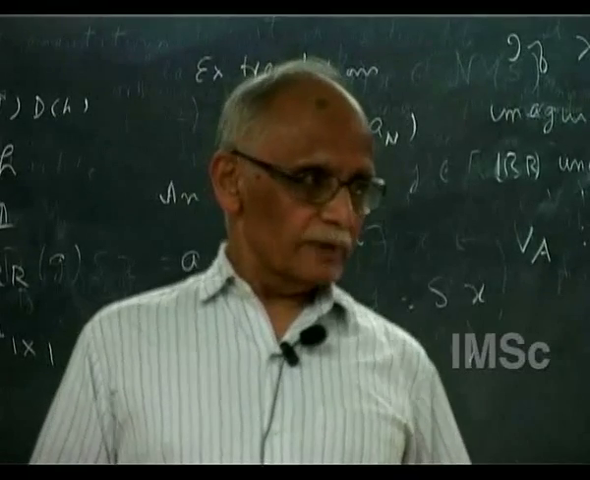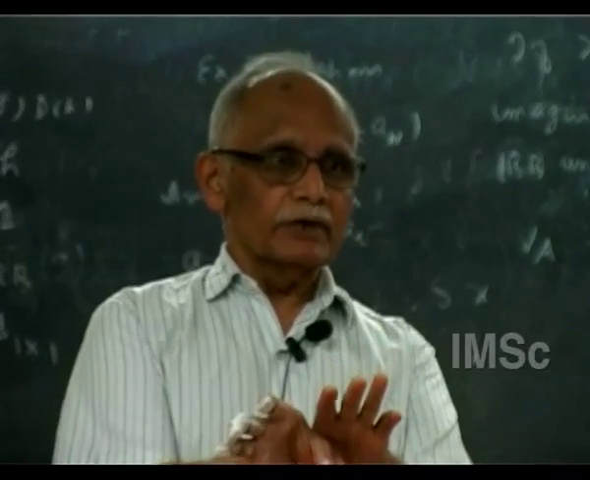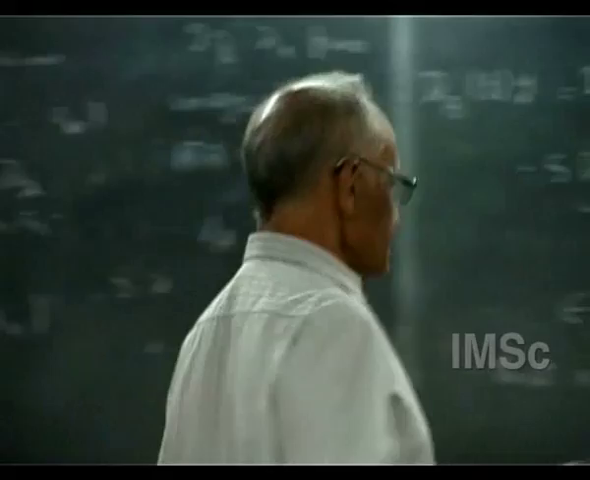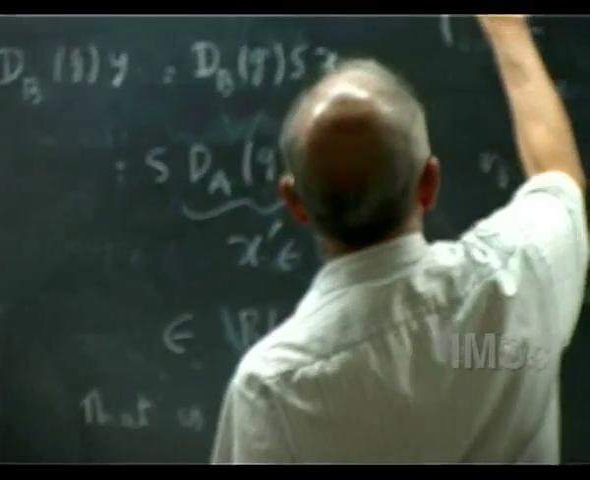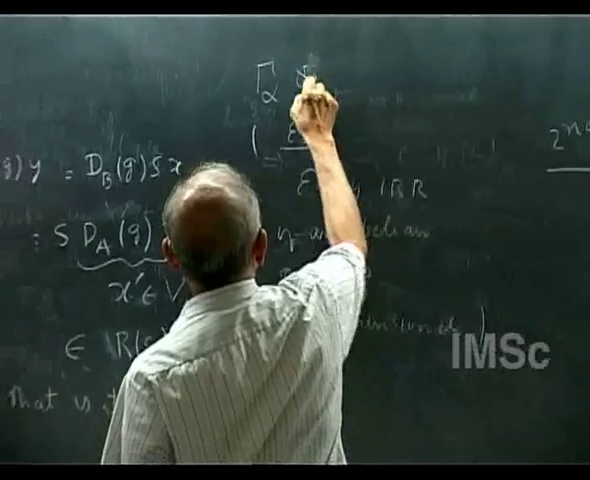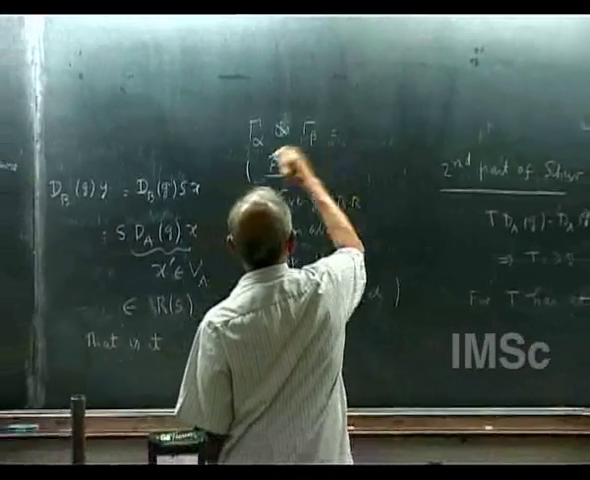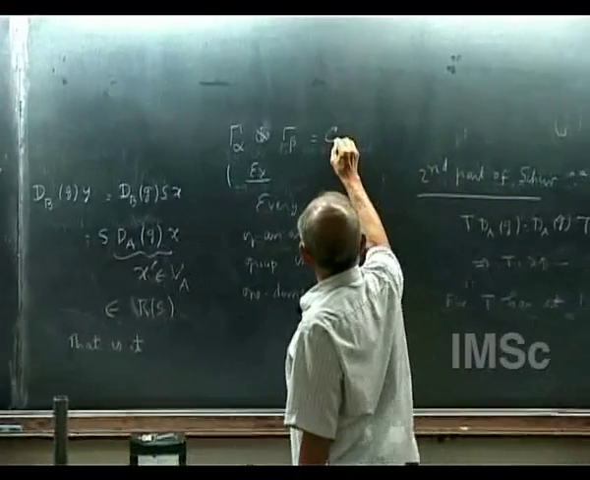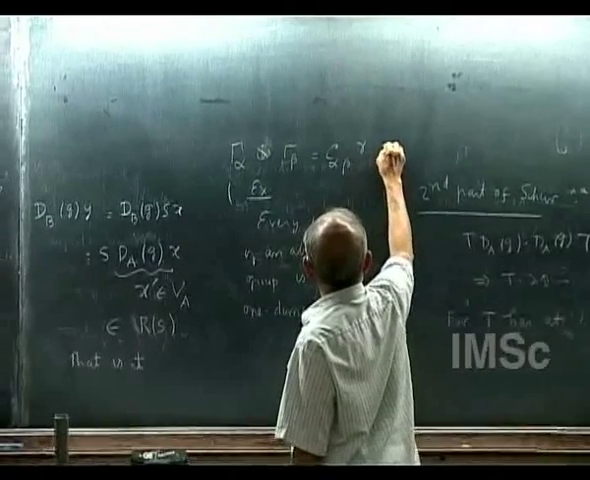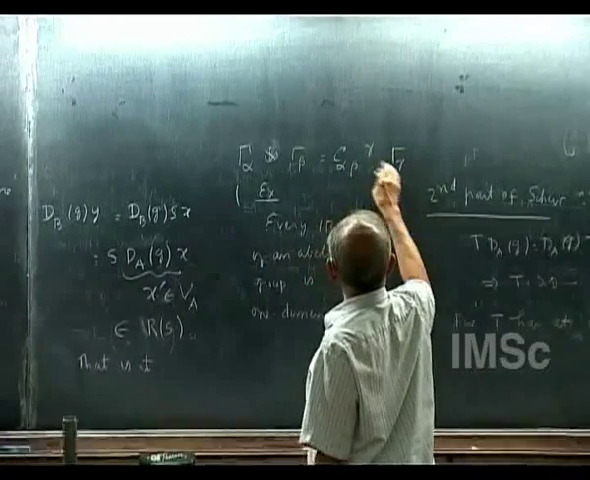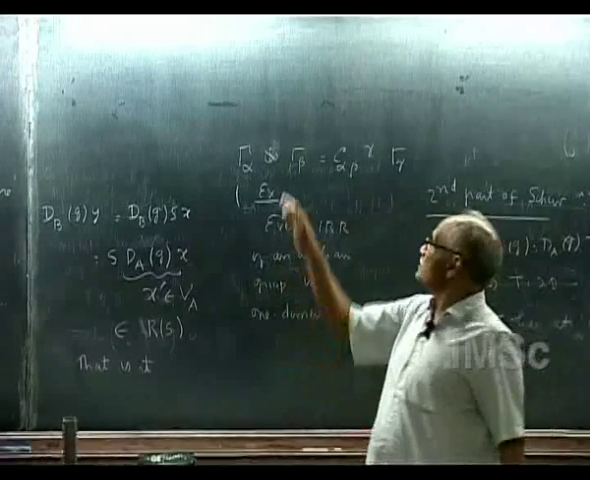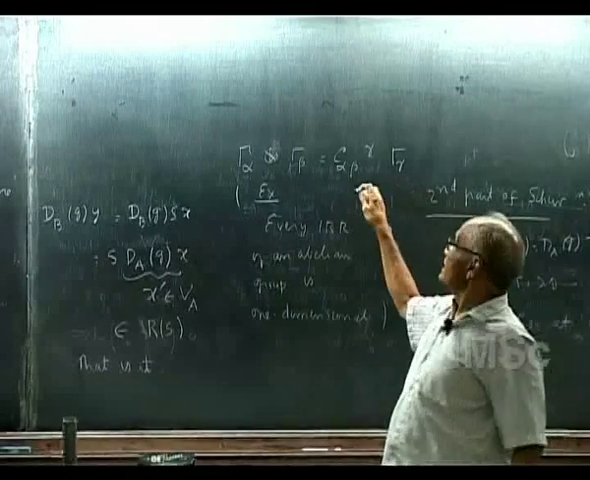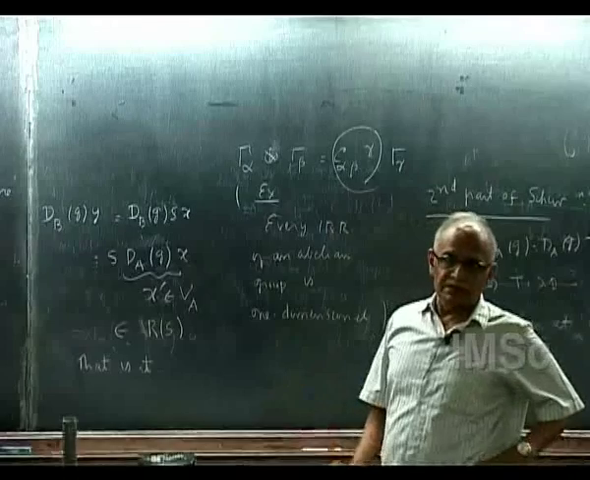Fusion rules correspond to what happens if you take the tensor product of two irreducibles and decompose it into irreducibles. So the fusion rule is this: the tensor product of these two unitary irreducibles can be decomposed into a direct sum. You can write C alpha beta gamma, and this is a direct sum. So you are decomposing the tensor product of two unitary irreducibles into a direct sum of irreducibles. These are called in the physics literature fusion coefficients.